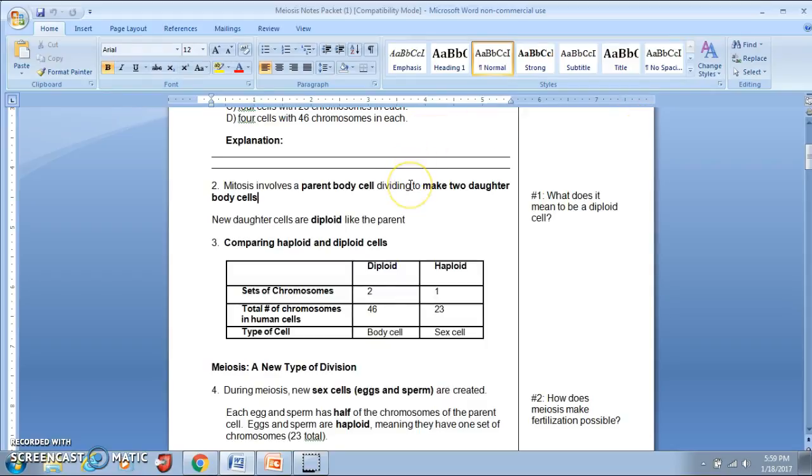Right below your explanation, it tells us that mitosis involves taking a parent body cell, like a blood cell, a bone cell, a skin cell, and dividing it to make 2 daughter body cells. Something that we want to keep in mind is that our new daughter cells are considered diploid, just like the parent cell. Number 1 on the right-hand side asks, what does it mean to be a diploid cell?